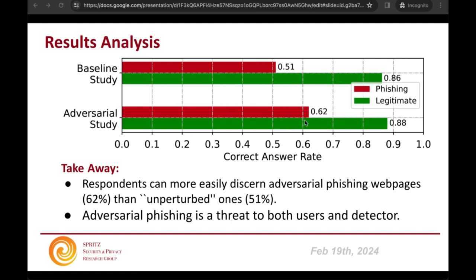It seems that users more easily recognize adversarial phishing webpages compared to unprotected phishing pages, but the detection rate is still low at 0.62. This indicates that adversarial phishing is also a threat to users.